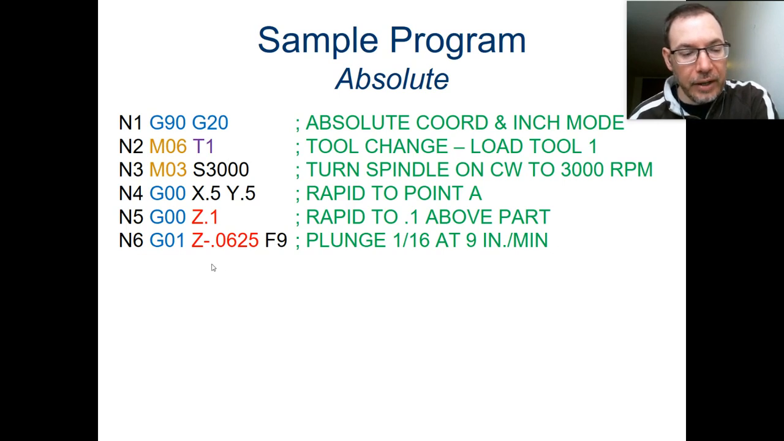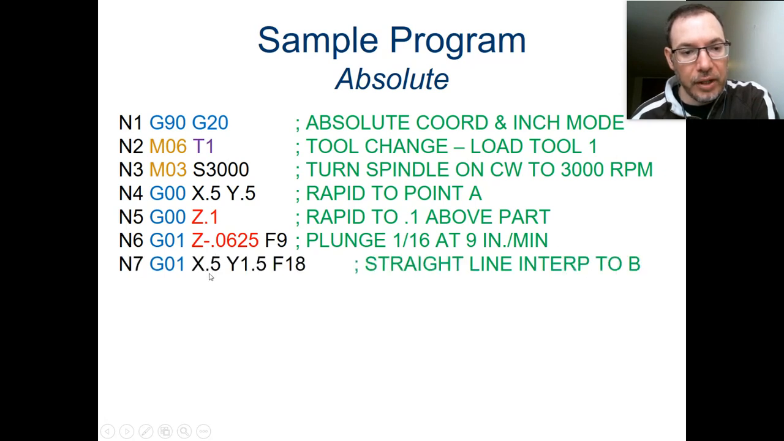And so we're at A now, and if we went back and looked at our chart, and I'm not going to go back, we would see that point B is at 1/2 and then 1.5. So we need to change our XY location to go to that new location. So we're going to do that next. And so we're going to say, where do we want it to go? Well, we want it to go in a straight line. So again, G01 is our code to say it's a straight line.